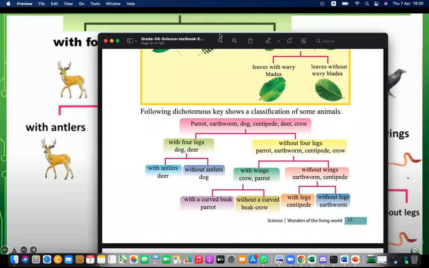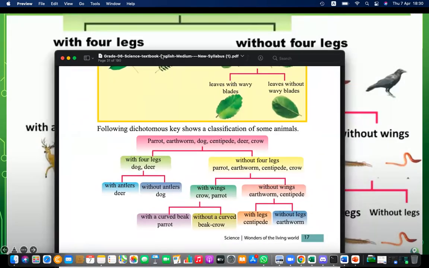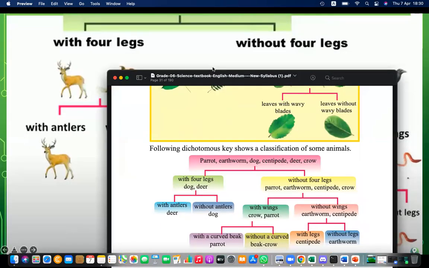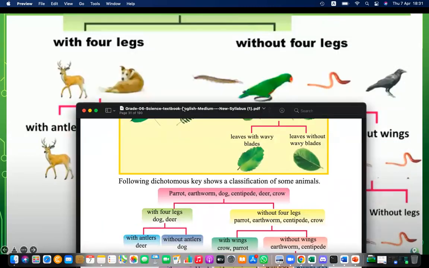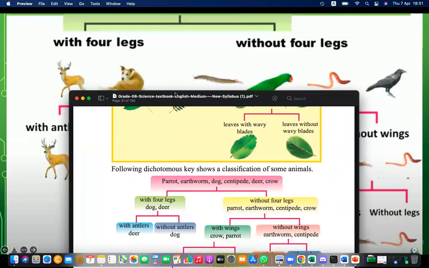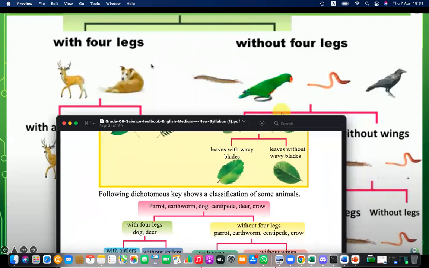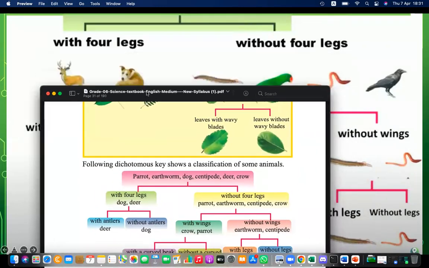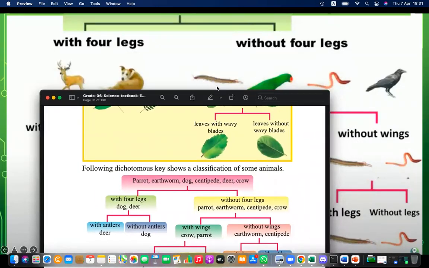You can see the names of the animals in your book, page number 17. So I think you can't draw it, right? Dog and deer, we know. This is the only one we couldn't recognize. That is centipede, right? Centipede means arthropoda category.